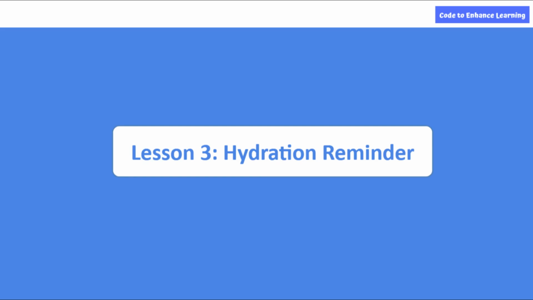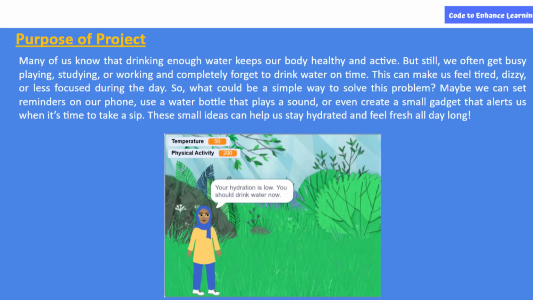In the last lesson, we built an emotion detector. Today, we will see how AI can help us with something very important for health, staying hydrated. We all know that drinking enough water keeps our body healthy and active, but still, we often get busy playing, studying, or working and completely forget to drink water.